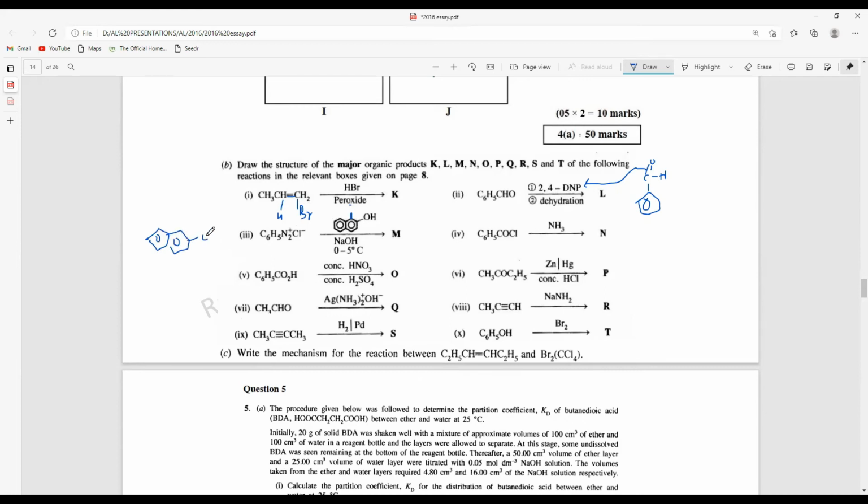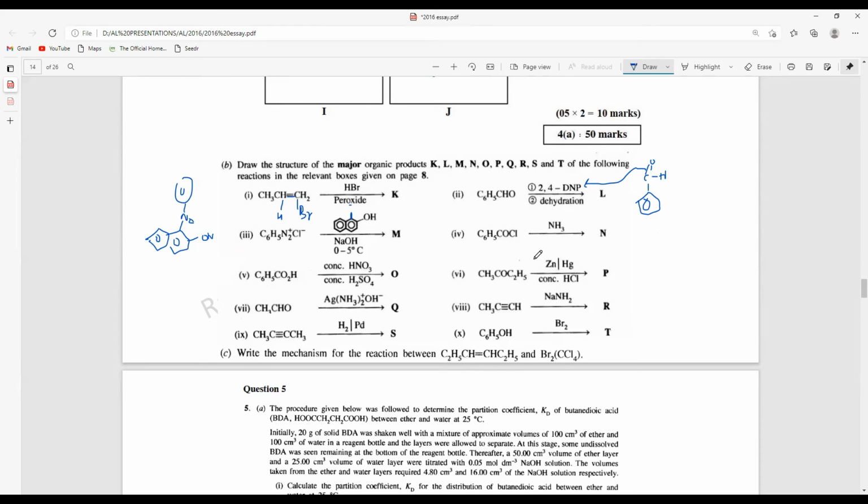So there is OH here. So here the bond will be like this. Okay, it's the benzene ring N2. And SOCl2 with ammonia will form the amide, CONH2. Then you will have the benzoic acid with conc. HNO3 and conc. H2SO4. So COOH is a meta director, so there will be NO2 in the meta position.